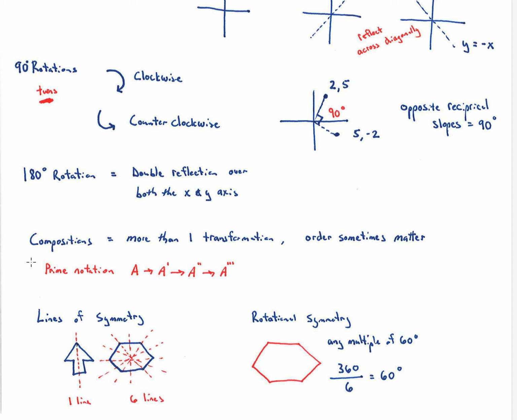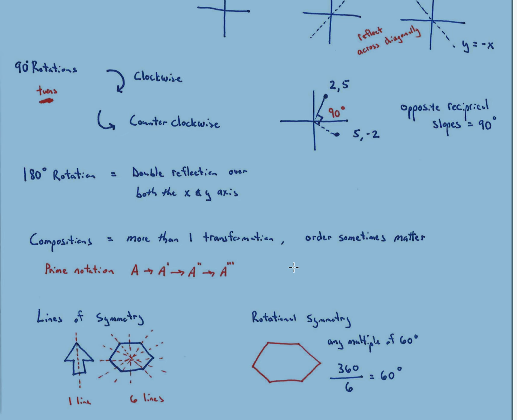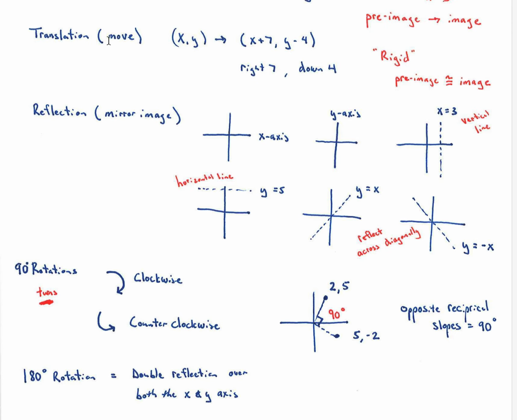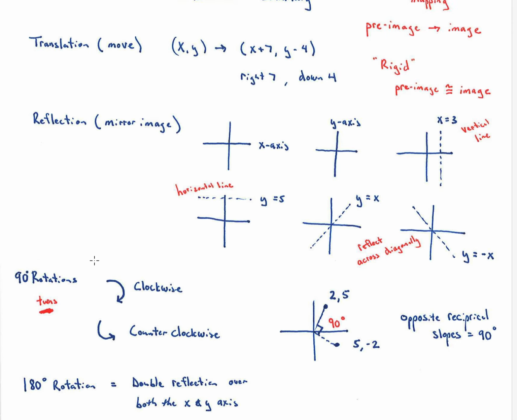We also introduce prime notation. So this is A, which is the pre-image, and then you have the next images. You have A, which is the starting shape, and then you have A prime, A double prime, A triple prime. So this would be if you did 3 separate transformations. You could take an A and reflect it to form A prime, then rotate it to find A double prime, and then translate it to find A triple prime. Okay? And again, composition is just doing more than one of the big 3: moves, mirrors, and turns.